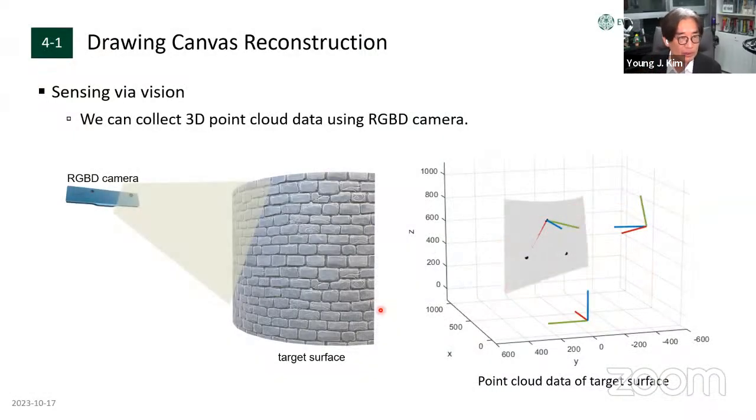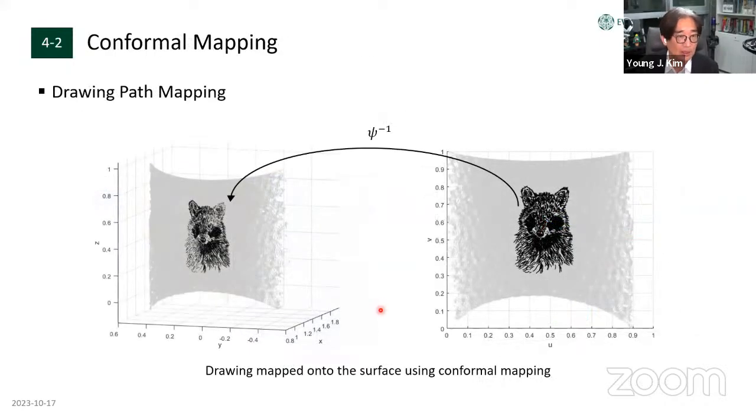And the other obvious way is that you use a typical RGBD camera to sample the points of the surface, then reconstruct that surface. That's another way. So we rely on two methods. Then you have some idea of your target canvas. Then you are ready to map from your 2D drawing sequences or drawing path to the 3D.